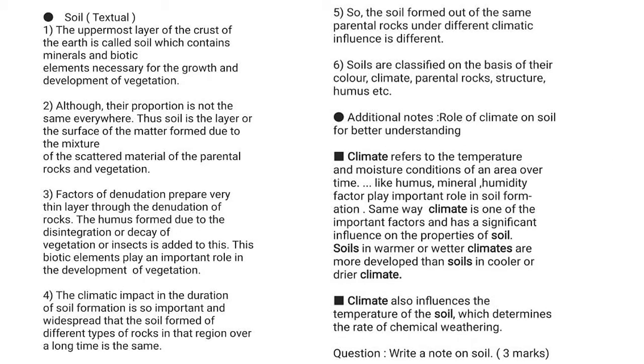So as you can see, now our topic is soil. The first point: the uppermost layer of the crust of the earth is called soil, which contains minerals and biotic elements necessary for the growth and development of vegetation. So as we have discussed earlier, that uppermost surface of the earth which contains minerals, humus, humidity, air is soil, and this soil is capable of growing vegetation.